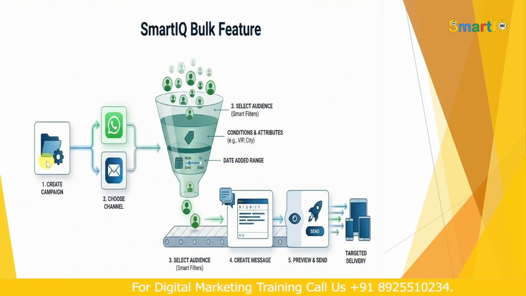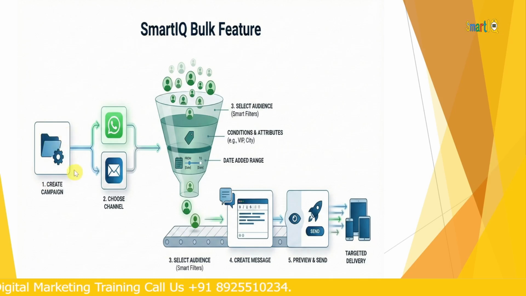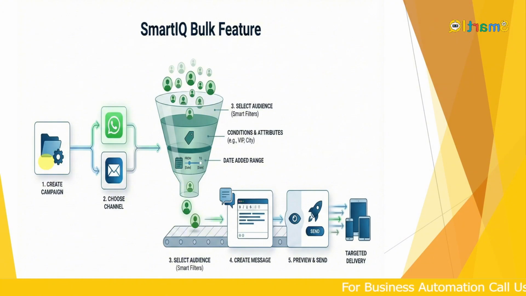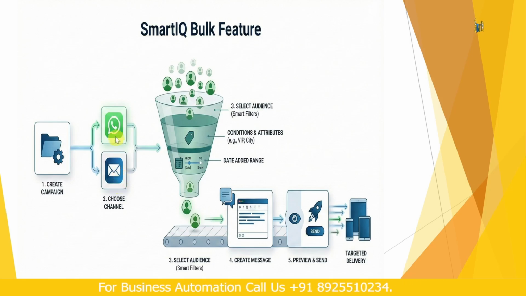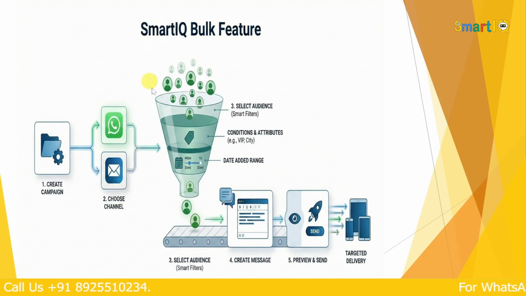This is the bulk feature of Smart IQ. The first step here is to create a campaign. While creating the campaign, you can give it any name that is convenient for you. Next, choose the channel. Right now, two channels are available: WhatsApp and email. You can select any one of these channels to send your message, or you can choose both and send your message through both channels. Now we have a lot of audience, I mean customers.